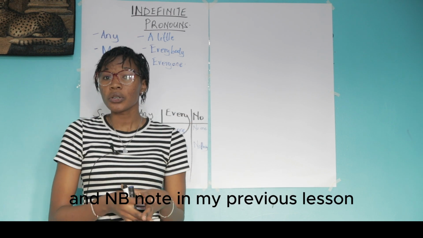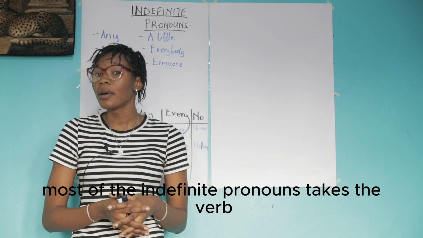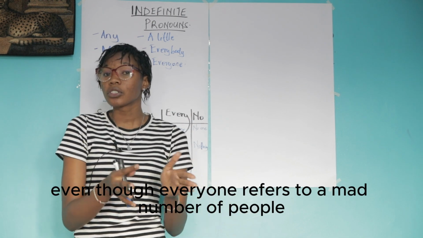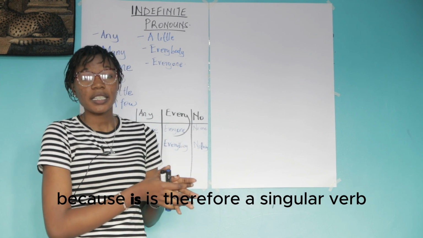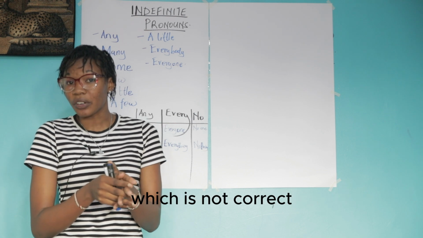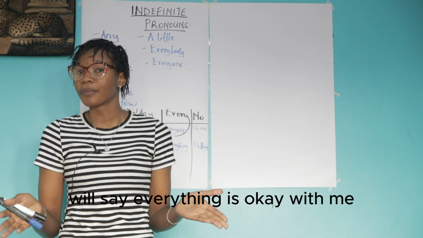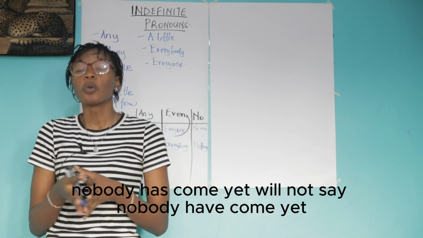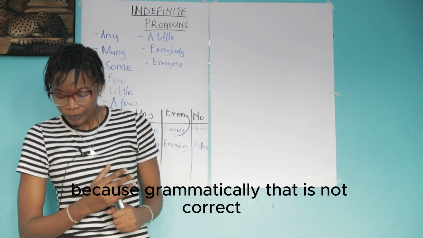Note, in my previous lesson, I informed you that most indefinite pronouns take the verb in singular form. For example, I will say, everyone is seated, even though everyone refers to a large number of people, and we use the helping verb is, because is a singular verb. Instead of saying everyone are seated, which is not correct, we'll say everyone is seated. We'll say everything is okay with me, and not everything are okay. Nobody has come yet. We'll not say nobody have come yet, because grammatically that is not correct.